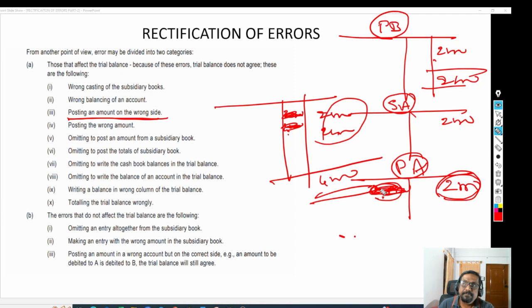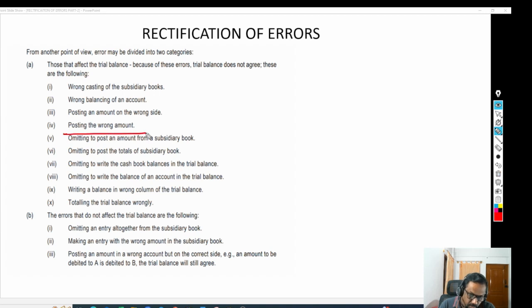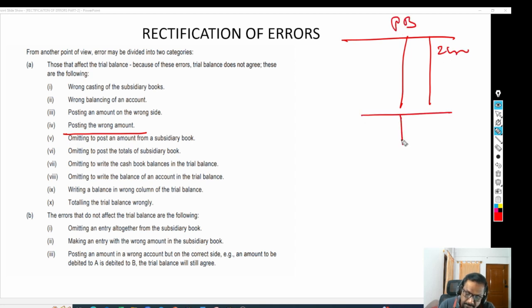So it is not tallying. Getting my point? Right. Move on to the next one. Posting the wrong amount. See, purchase book has 2000. This is purchase book. Now, supplier account. Supplier account 2000 credit. Purchase account 2000 debit. This is how the entry has to be posted.